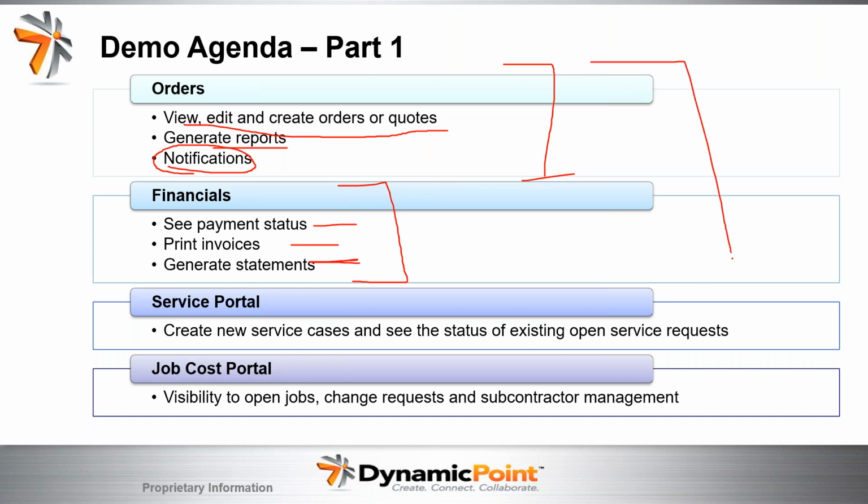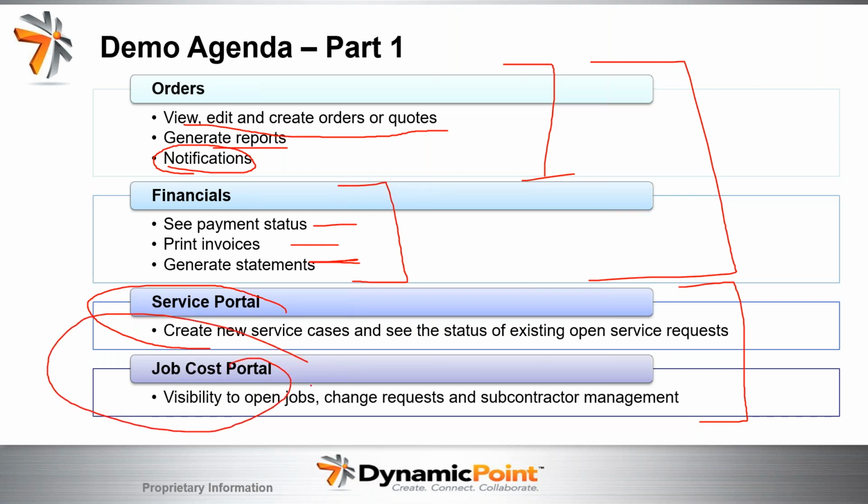These, of course, are the very, very basic, and then we'll get into different types of companies that have different portal needs based on how they're interacting with their customers. So if you're more of a service organization, then the idea of service cases and seeing the status of existing requests comes into play. Or if you're performing more jobs, maybe the idea of exposing jobs and the status and change requests becomes more applicable. So we'll look at both of those as well.